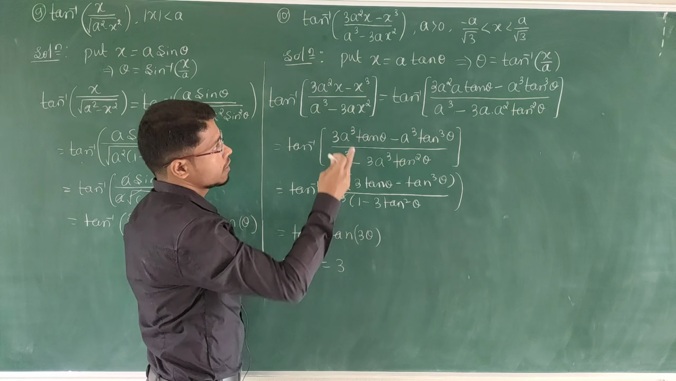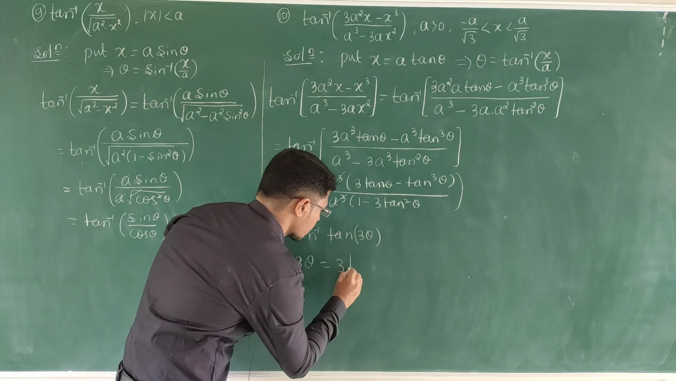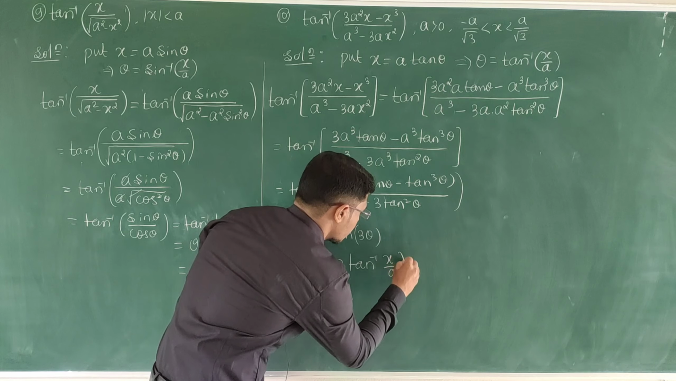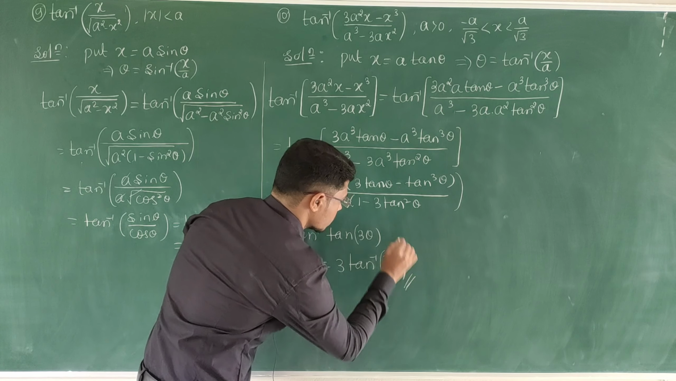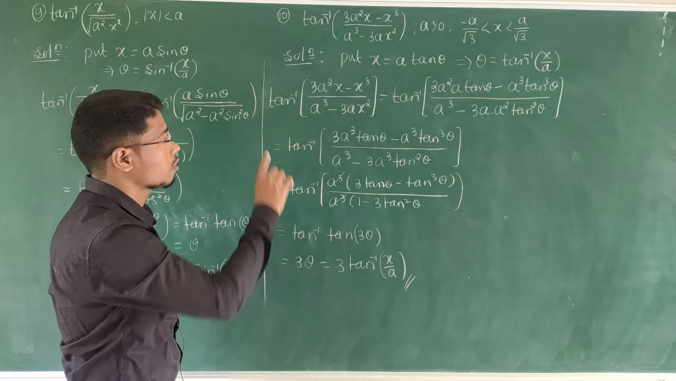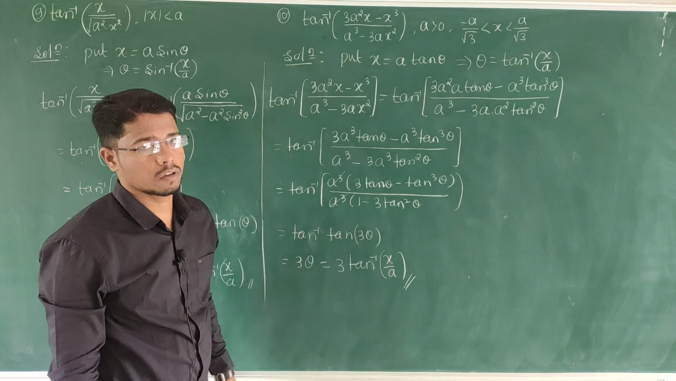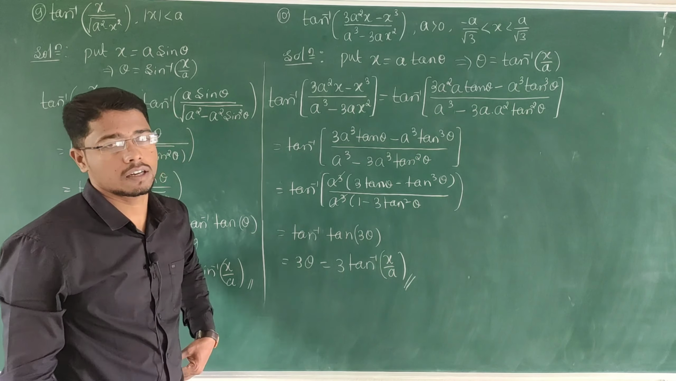3 theta is equal to 3 into theta, where theta is tan inverse of x by a, so 3 tan inverse of x divided by a. So this is the simplest form of this problem. It is a very simple problem, we only need to substitute carefully for the term x.